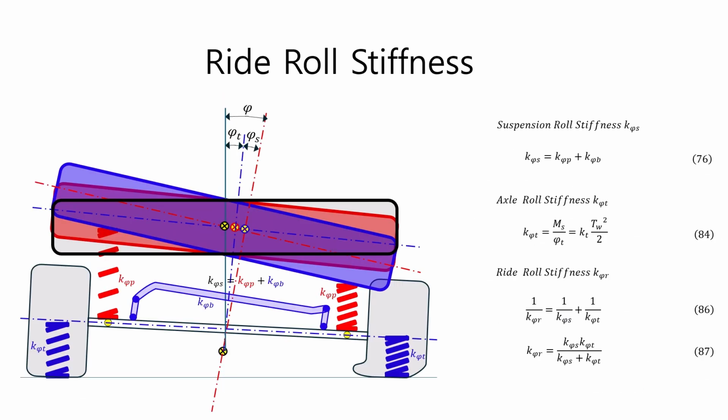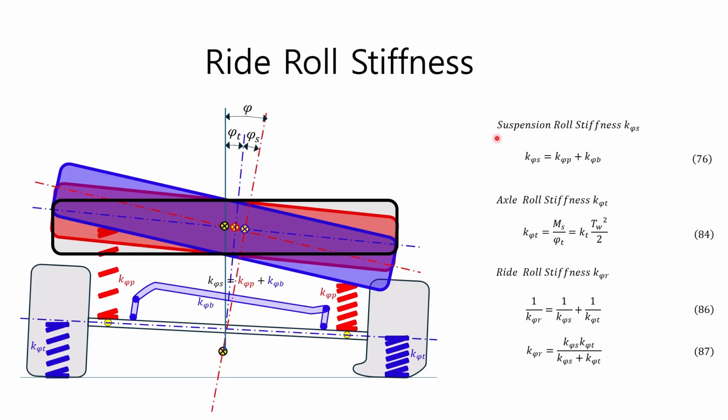Ride roll stiffness means a value that includes both suspension roll stiffness and axle roll stiffness. Here, the suspension roll angle and axle roll angle are shown together. The axle roll angle phi t is the roll angle that occurs due to tire deformation, and the suspension roll angle phi s is the roll angle that occurs related to the spring and anti-roll bar. The angle phi that adds up these two angles is the final roll angle of the vehicle. The total roll angle phi calculated here will be called the ride roll angle.